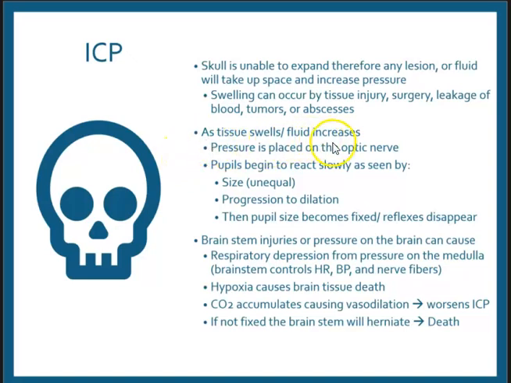So as tissue swells and fluid increases, pressure is placed on the optic nerve, and your pupils are going to react slowly, so you'll see unequal size in pupils. You could see progression to both of them being dilated. They could be fixed. Then pupil size becomes fixed and reflexes disappear. Brain stem injuries or pressure on the brain can cause respiratory depression. It can cause abnormal heart rate, blood pressure, and abnormal movements. All those can go out of whack if it's something with your brain stem.